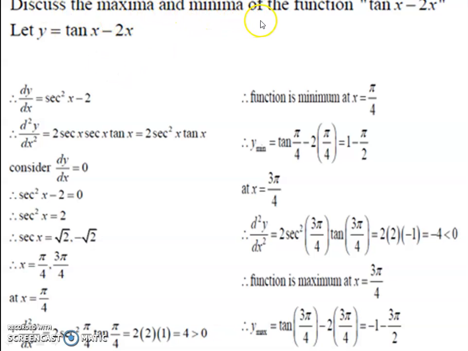Discuss the maximum and minimum of the function tan x minus 2x. Y is equal to tan x minus 2x. Differentiate with respect to x. The derivative of tan x is sec square x. The derivative of minus 2x: the derivative of x is 1, and minus 2 remains the same.